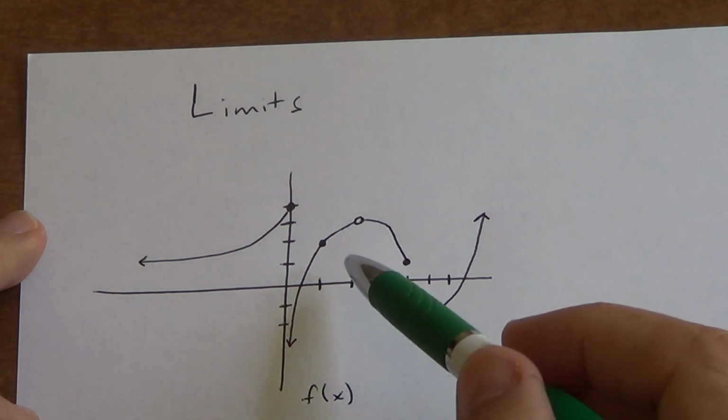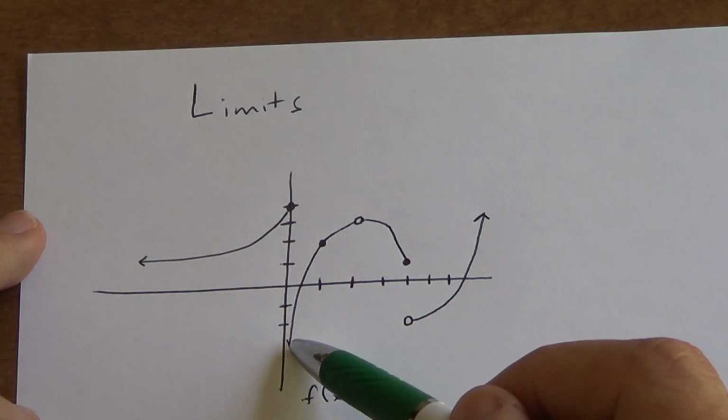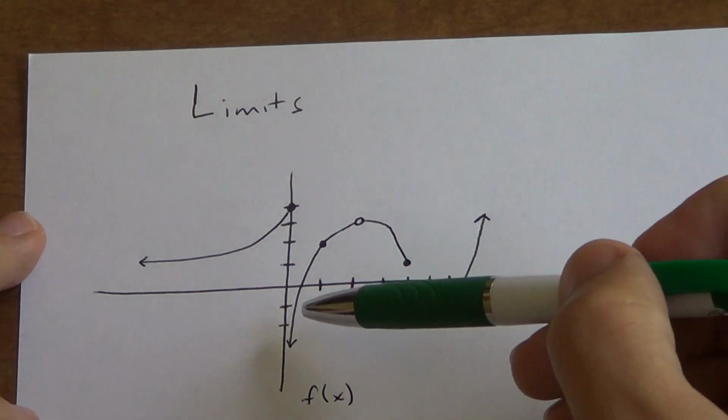What about x equals 0? As I get closer and closer to x equals 0 coming from this right side, my graph is going down.